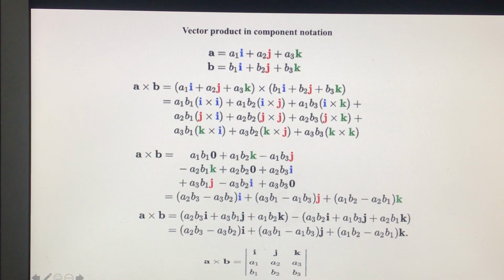There is a special rule for finding out the cross product between two vectors. It can be done using the component notation of vectors.